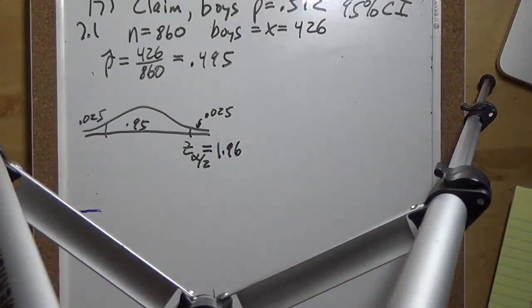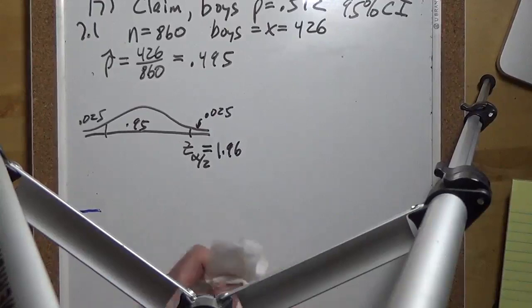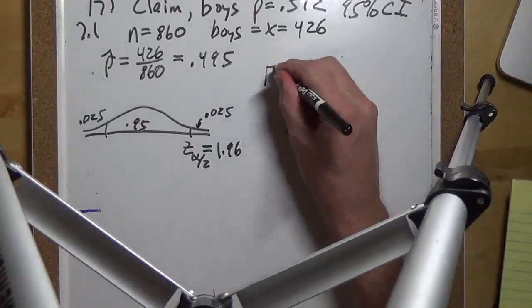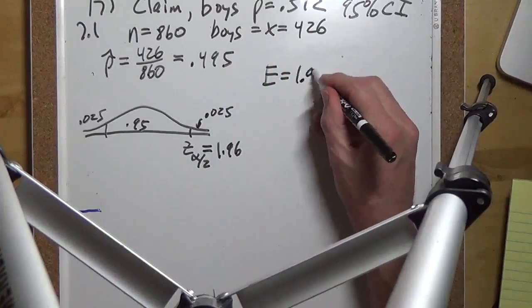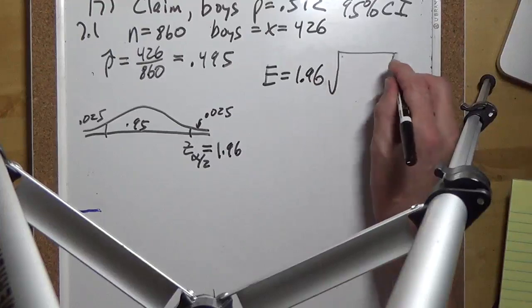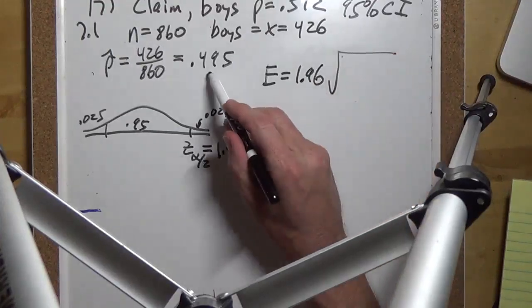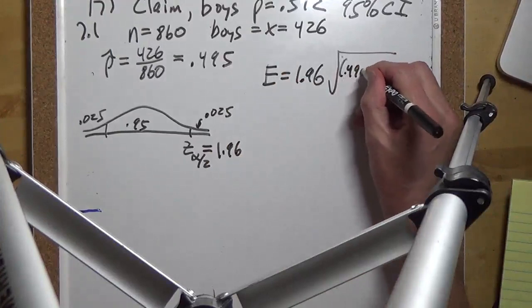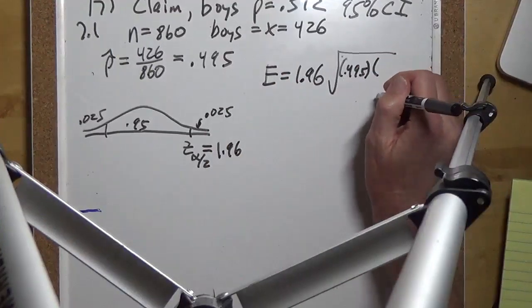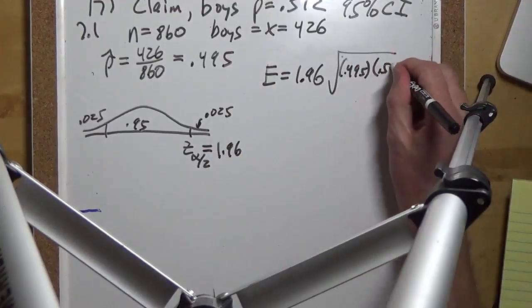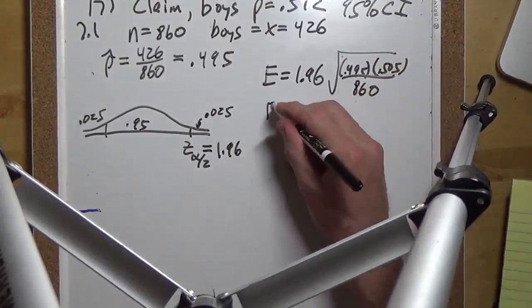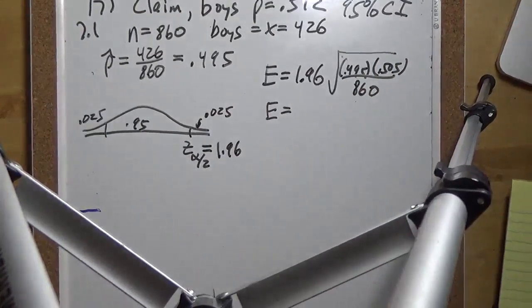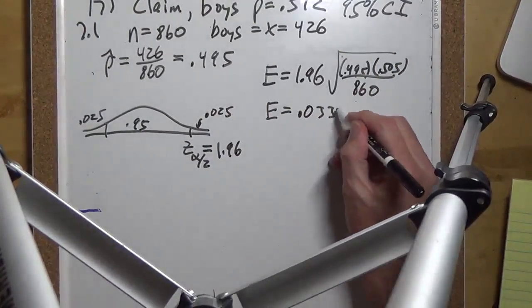So now all I need to do is find my margin of error. It's 1.96 times the square root of p hat times q hat, which in this case is 0.505, divided by n, which is 860. My margin of error is 0.0334.